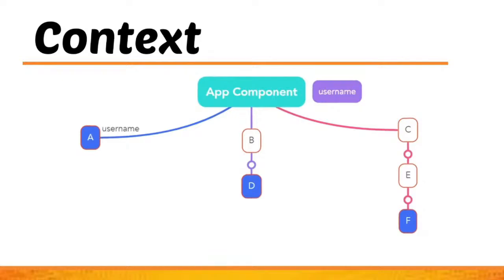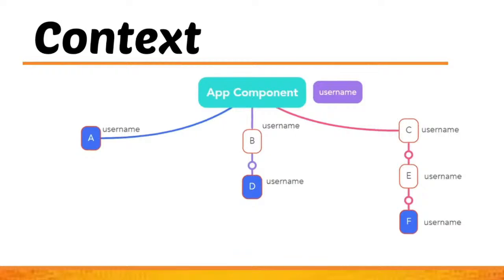However, we have the intermediate component B, so we have to pass down username as a prop to component B, and that in turn has to pass down the prop to component D. Now the scenario is somewhat similar for component F as well. The prop has to be passed through component C and then component E and then finally to component F. Even though components B, C and E do not need the prop, we still have to send the prop through them to be able to pass it to components further down in the tree.